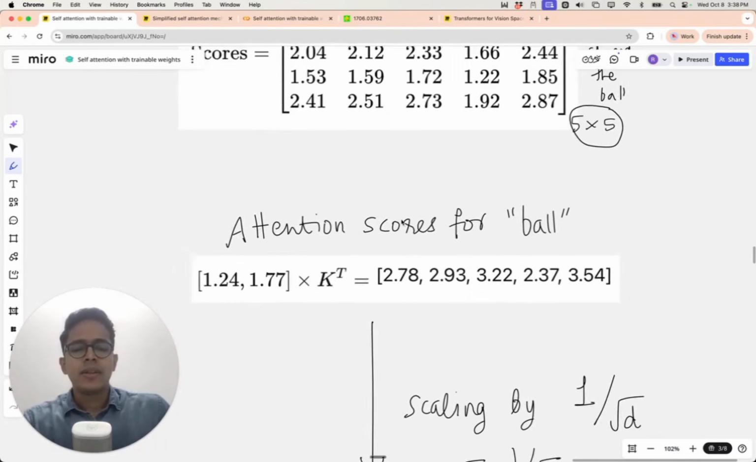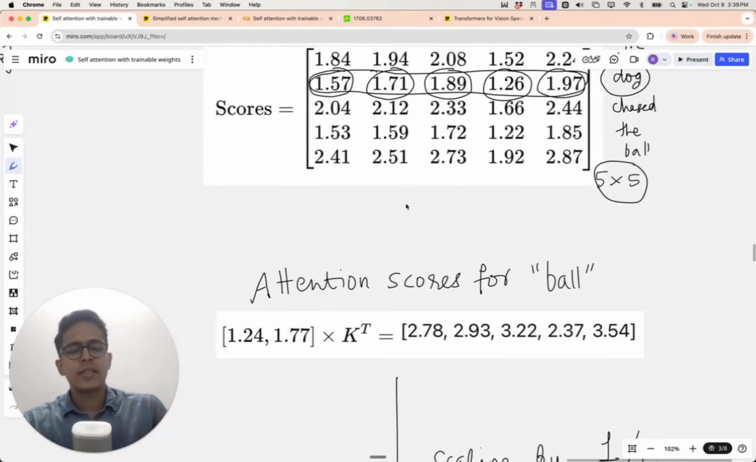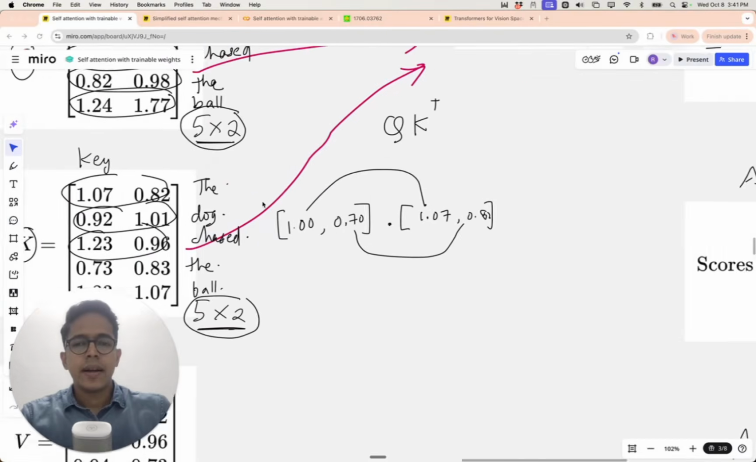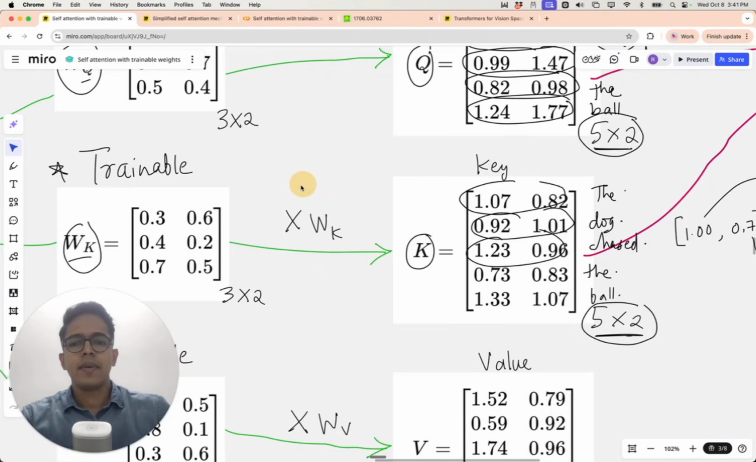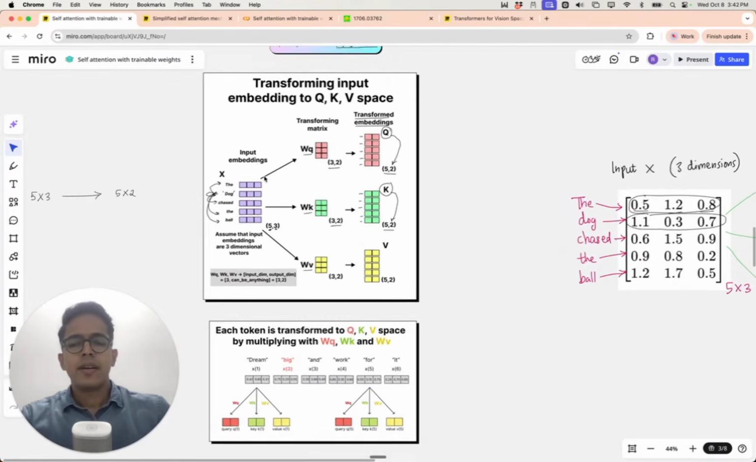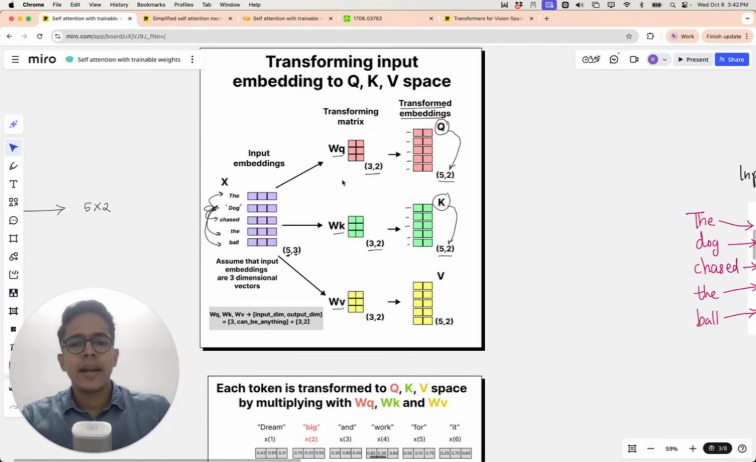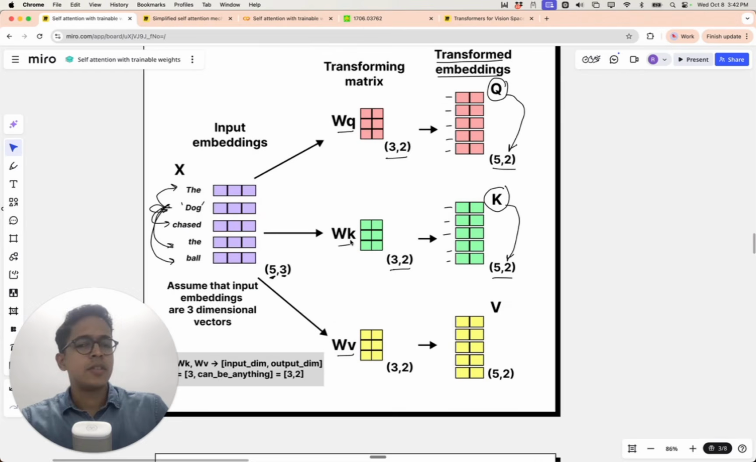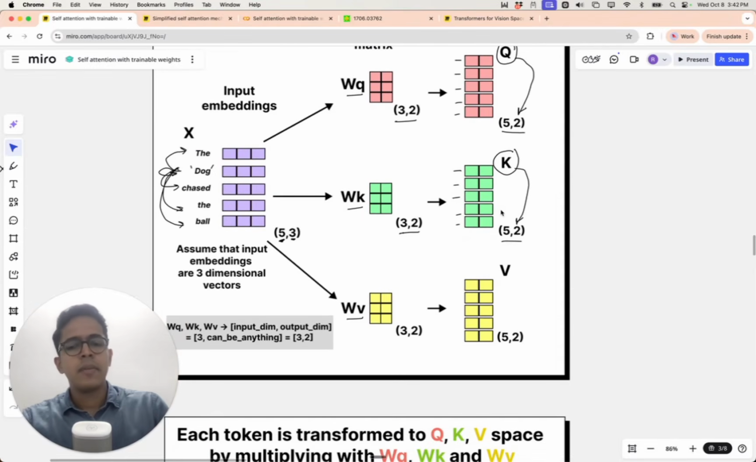So firstly, let's pick up the attention scores for just ball. We should have 5 numbers. Just to go back to our earlier conceptual diagram: we had the input sequence, and using the query, key, and value trainable matrices, we converted this into query space. All 5 input embeddings were converted into query space, which had only 2 dimensions. All the input tokens were also converted into key space with 2 dimensions, and also value space. So far we haven't discussed value yet, but we'll come to that.